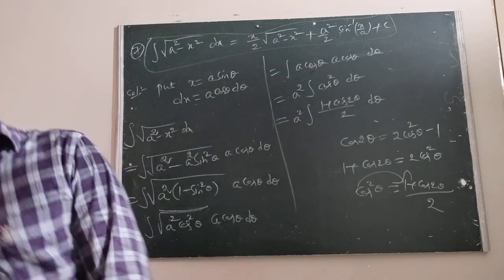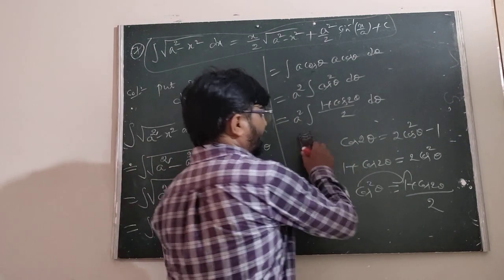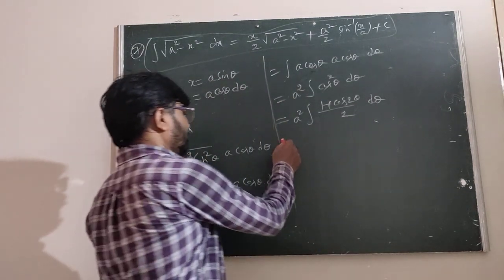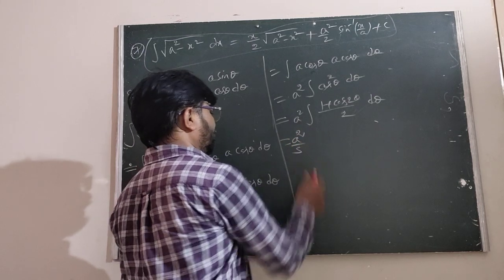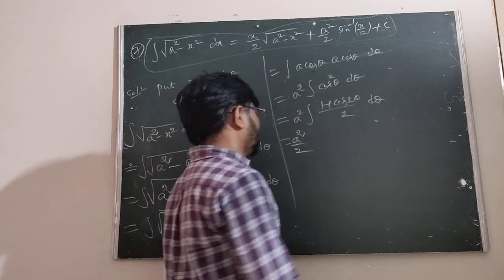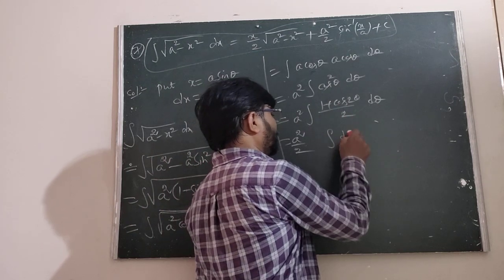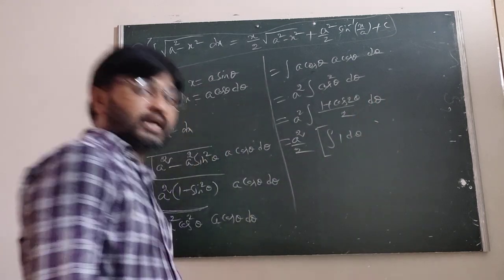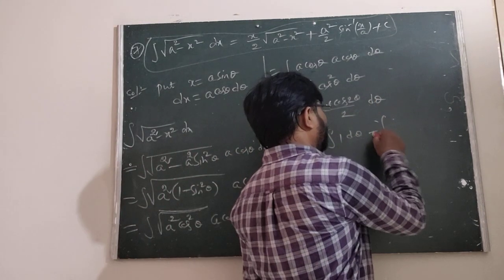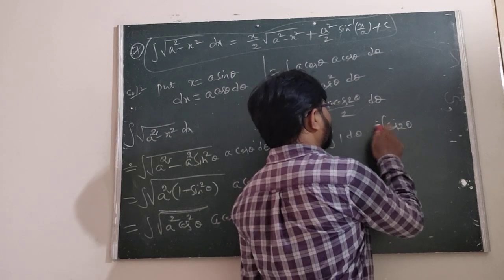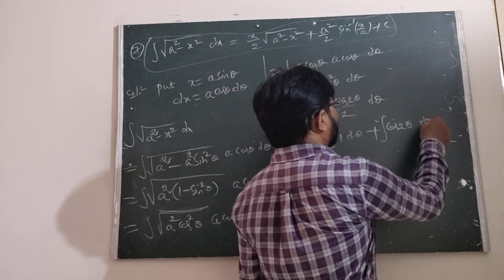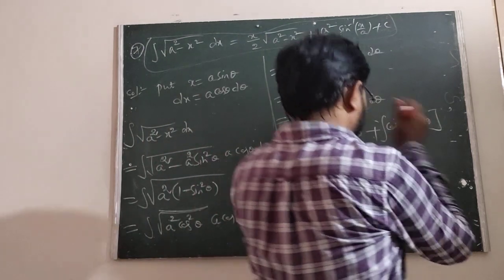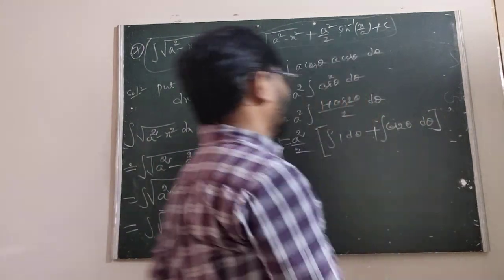Now we want to find the integral of 1 plus cos 2 theta d theta. Here the denominator is 2, so we can write the by 2 at the beginning. That is a square by 2. After that, we find the integral of 1 into d theta. Okay, integral of 1 into d theta. Then we also find the integral of cos 2 theta into d theta. Is it okay? Integral of cos of 2 theta into d theta.